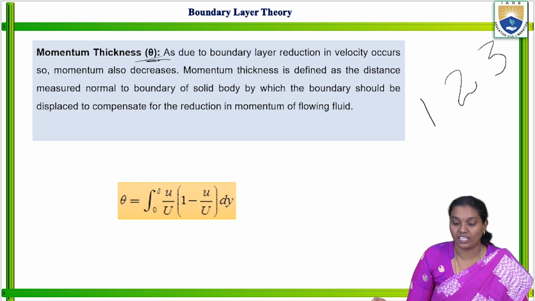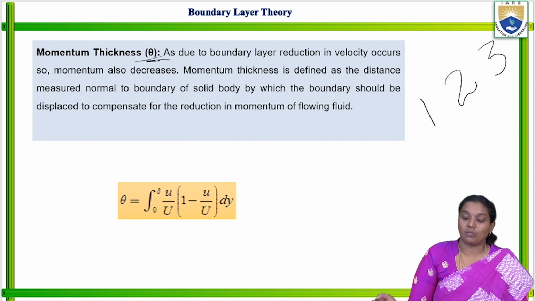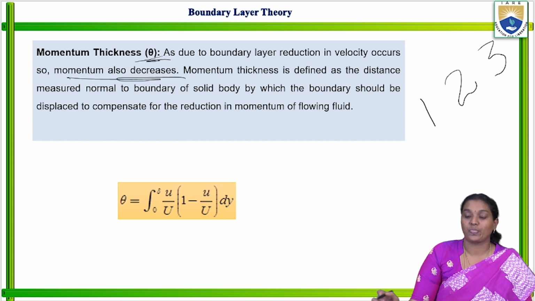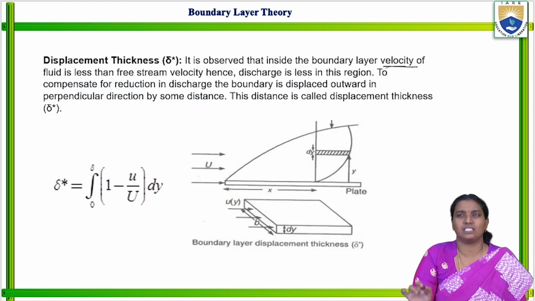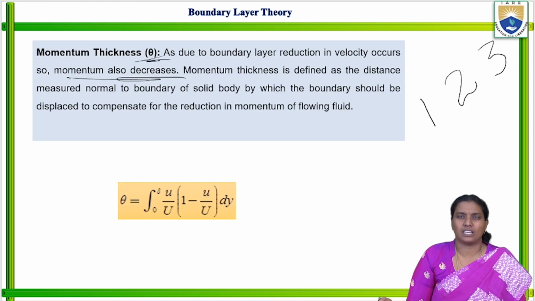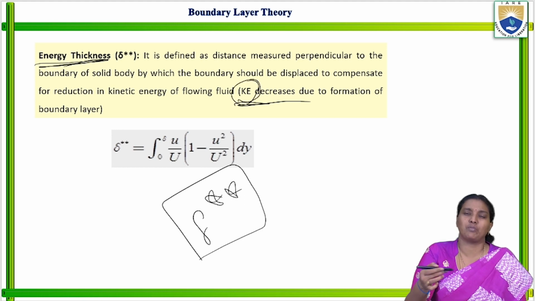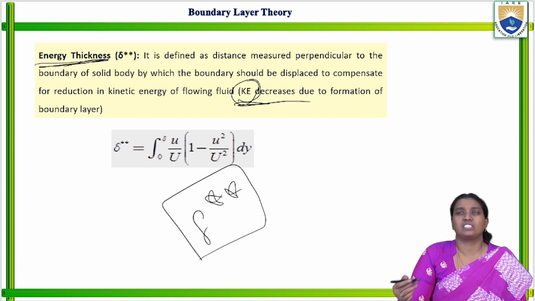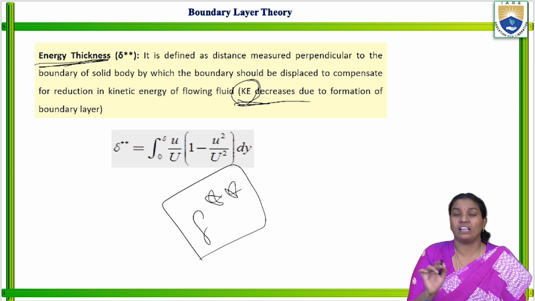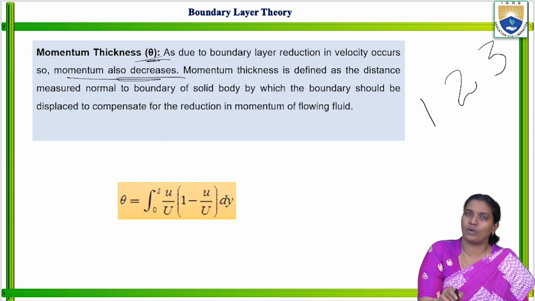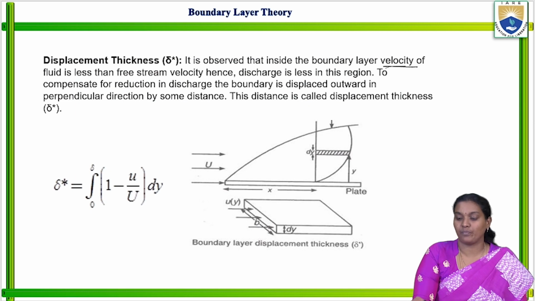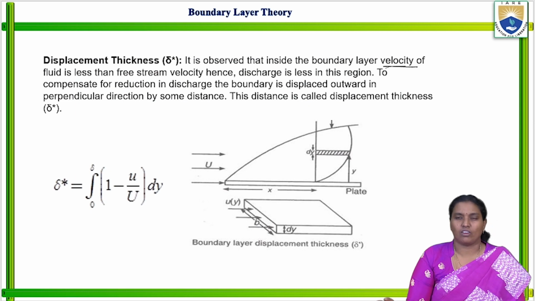Coming to the momentum thickness, the momentum also decreases. Here the displacement relates to velocity, and momentum comes under momentum thickness. Energy thickness represents the kinetic energy. The name itself tells the relevance of the particular parameter: energy, kinetic energy; momentum; displacement, that is from velocity. We know the definition of velocity: displacement by time.